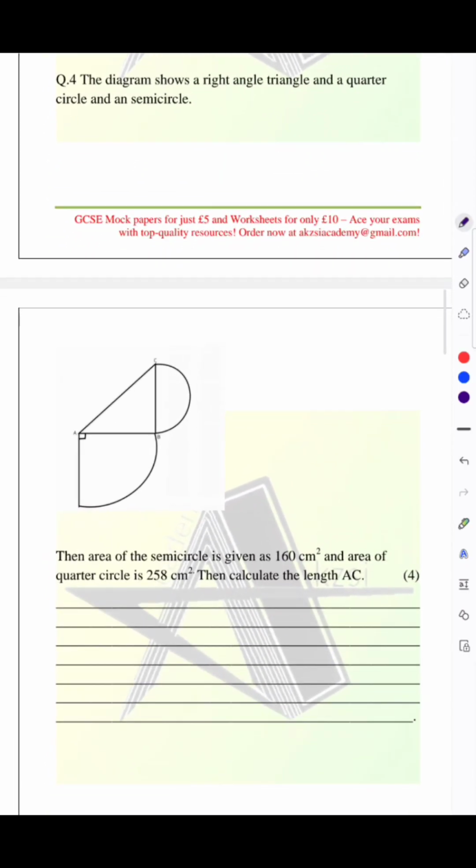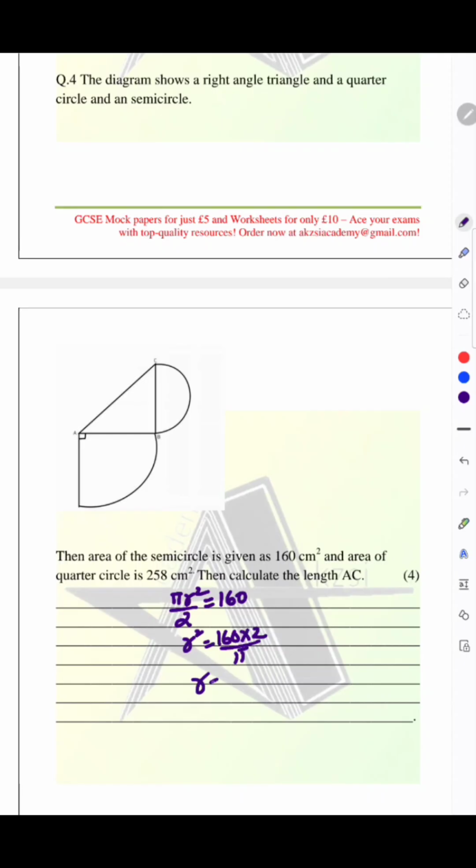Question 4 says the diagram shows a right angle triangle, a quarter circle and a semicircle. The area of the semicircle is given as 160 centimeters squared. The area of the quarter circle is 258 centimeters squared. Then calculate the length AC. This is a semicircle, and we know the formula to calculate the area of a circle is pi r squared. So for a semicircle, it would definitely be pi r squared over 2. And that's equal to 160. So that means r squared is equal to 160 times 2 over pi.